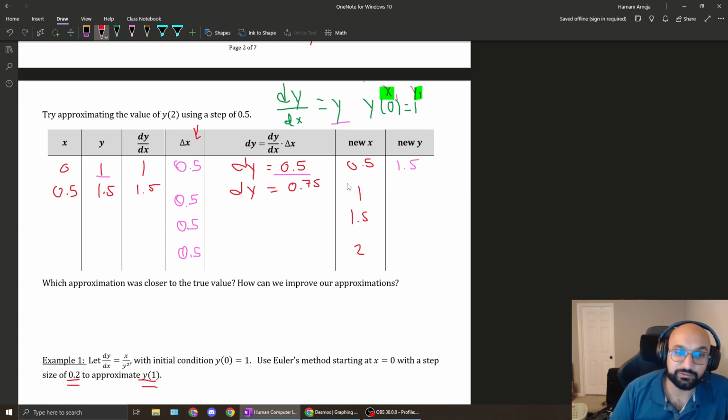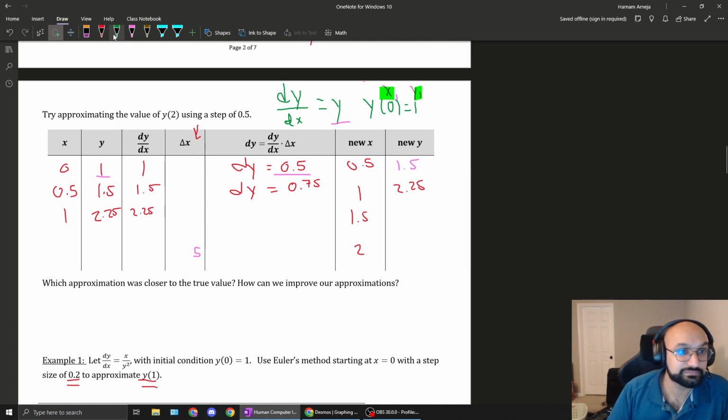We add dy to the old y, we get 2.25. So now we're at 1, 2.25. dy/dx is 2.25. And then we match that up with 0.5 as our delta x again. I'm just going to shift them to be a little more in line.